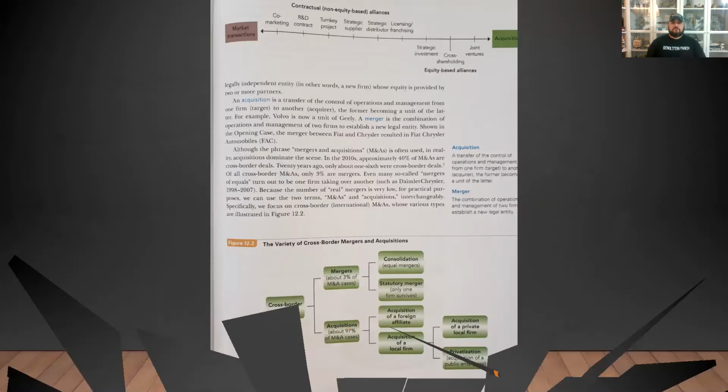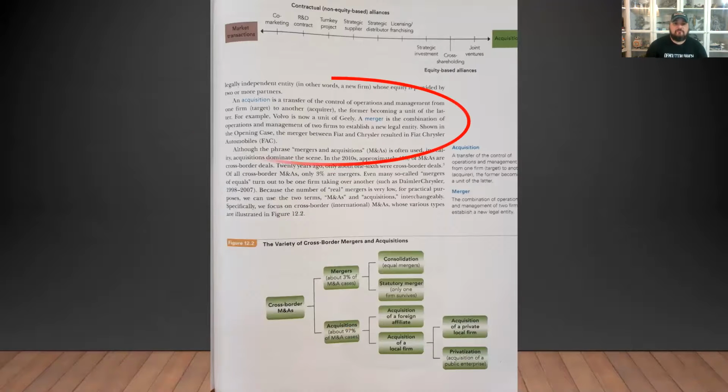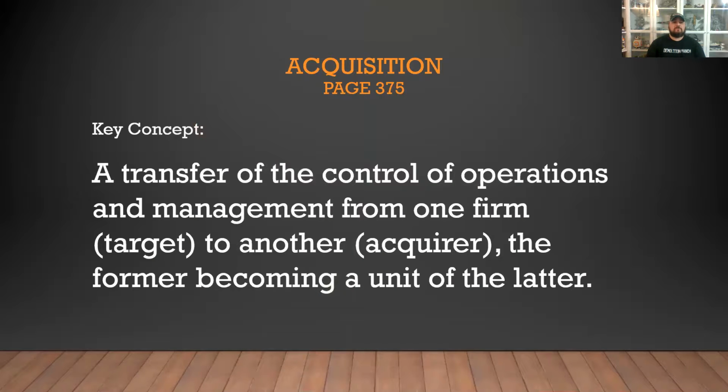Acquisition, here on page 375, right here on the chart, is a transfer of the control of operations and management from one firm, the target, to another, the acquirer, the former becoming a unit of the latter. So much like Blue Ocean strategy, in order to understand acquisition, there's another term you need to understand, which is merger. A merger is the combination of operations and management of two firms to establish a new legal entity. The example used in the book here is Fiat and Chrysler.